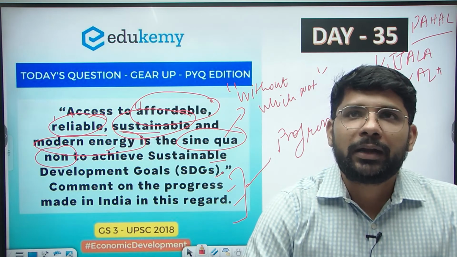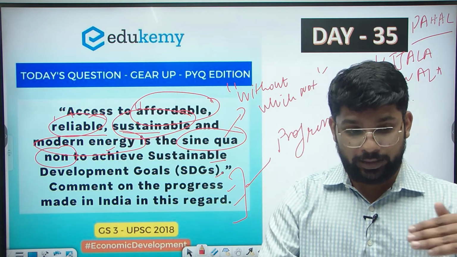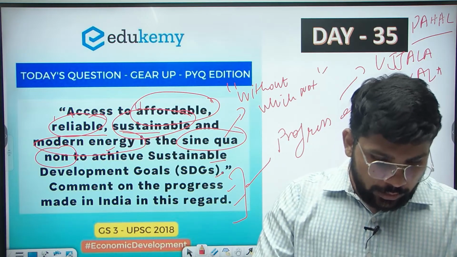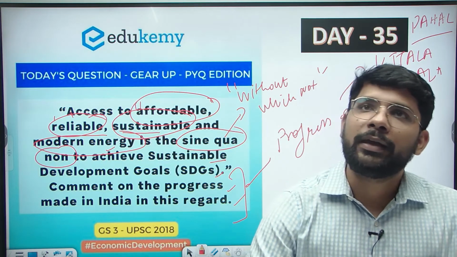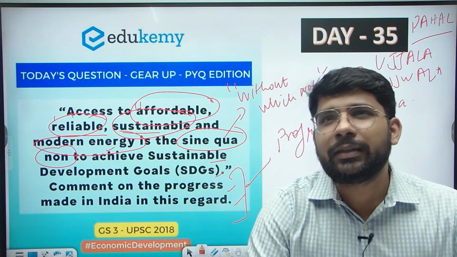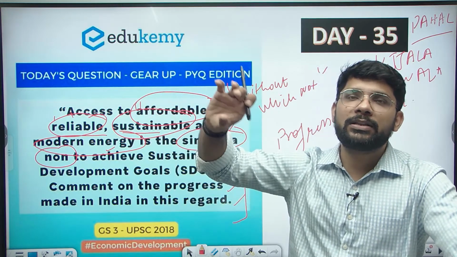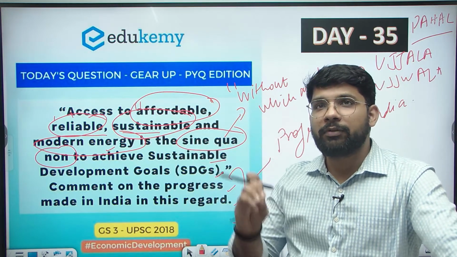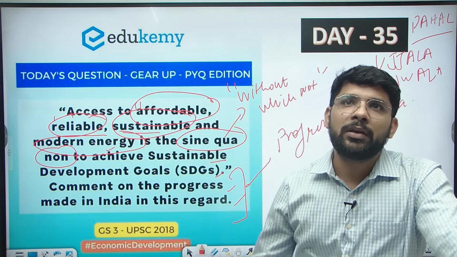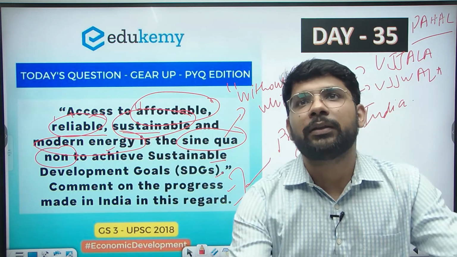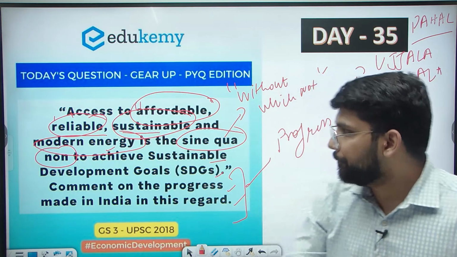In the introduction part, we will write about the role energy plays in the other sustainable development goals, like its help in economic growth, social equity, inclusive growth, help in health, etc. And affordable, reliable, sustainable and modern energy is one of the steps towards achieving the sustainable development goals, which were adopted internationally in 2015. So this kind of introduction we can write.